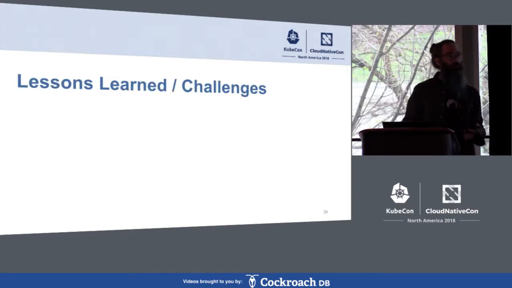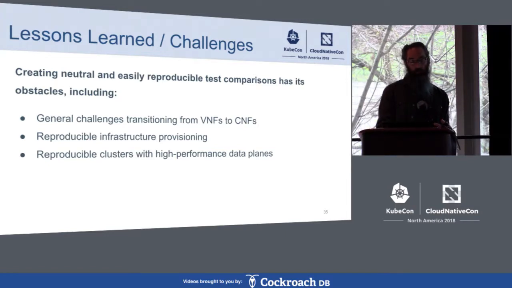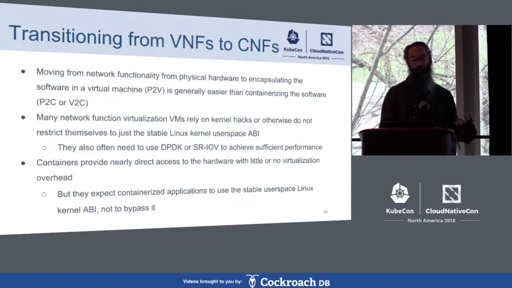So, lessons learned. There are some general challenges with moving from virtualized network functions that are running in VMs to the cloud-native equivalents. Reproducible infrastructure, so that's before we put maybe the platform, Kubernetes, OpenStack, and then the actual clusters. How do we make those work? So here's a lot of content.